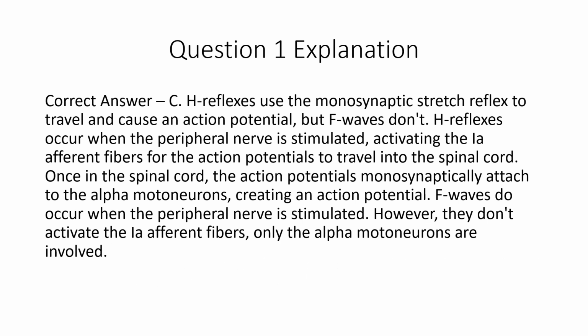Alright, so the correct answer was C. H reflexes use a monosynaptic stretch reflex to travel and cause an action potential, but F waves don't. So H reflexes occur when the peripheral nerve is stimulated, activating the 1A afferent fibers for the action potentials to travel into the spinal cord. So once in the spinal cord, the action potential is monosynaptically attached to the alpha motor neurons, creating an action potential. So F waves do occur when the peripheral nerves are stimulated. However, they do not activate the 1A afferent fibers. Only the alpha motor neurons are activated.